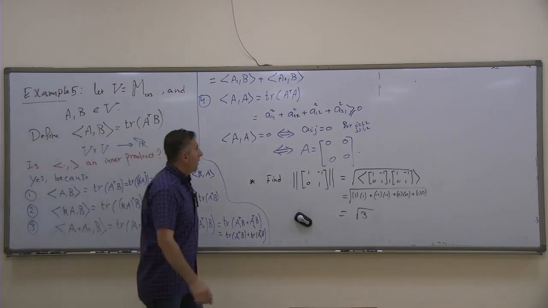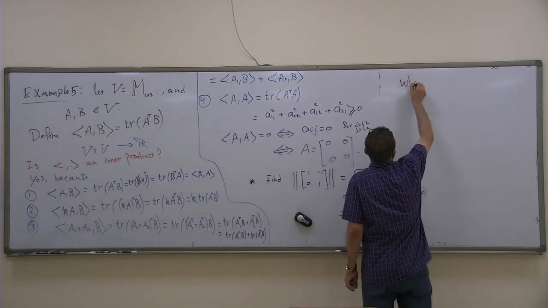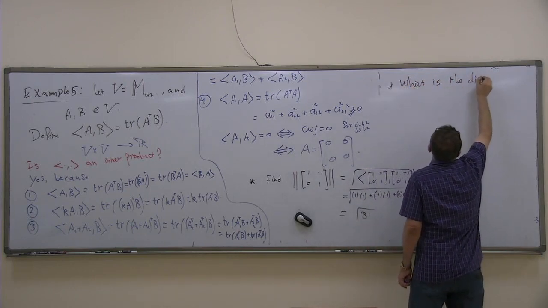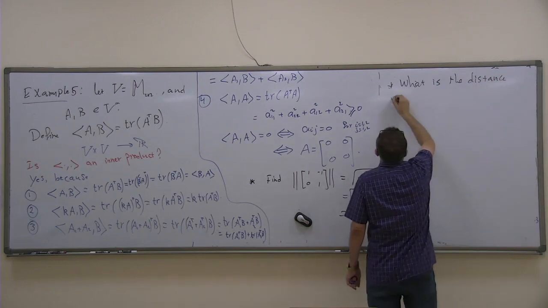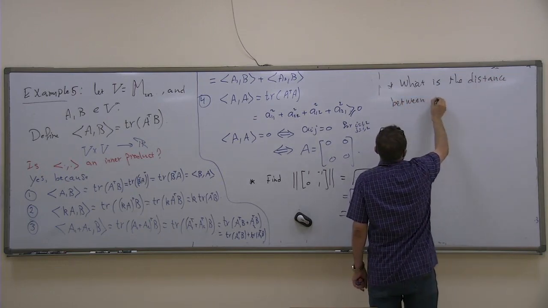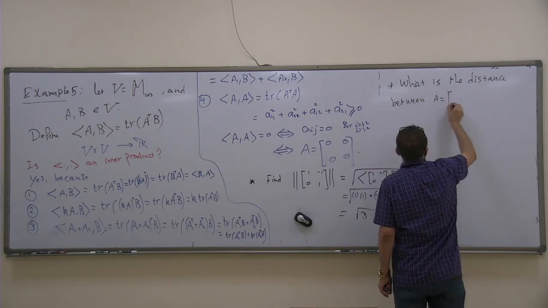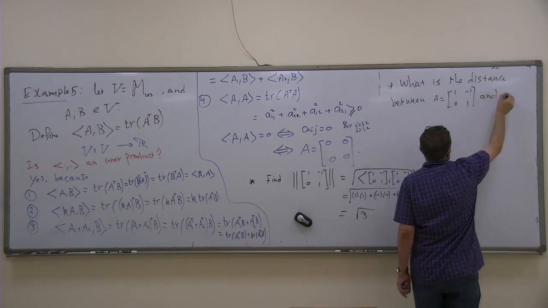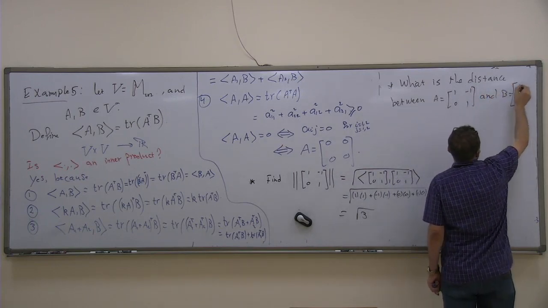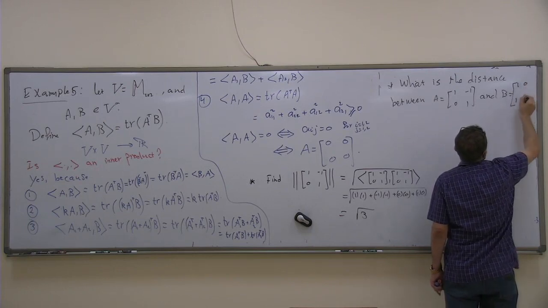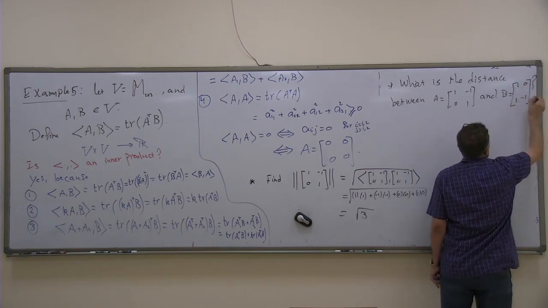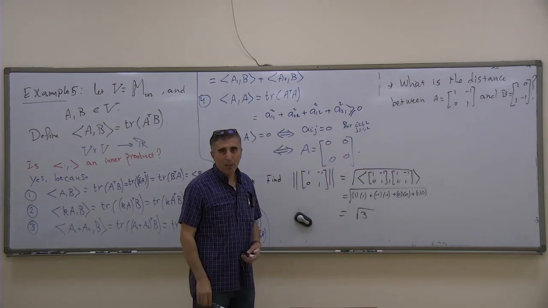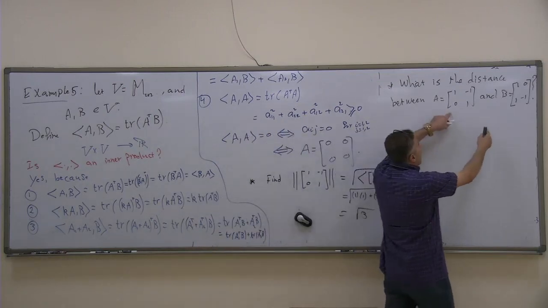Okay, and now I can ask you, what's the distance between A equals 1, -1, 0, 1, and B equals 1, 1, 0, -1? What's the distance between those two matrices? Don't tell me the distance, you measure this distance.